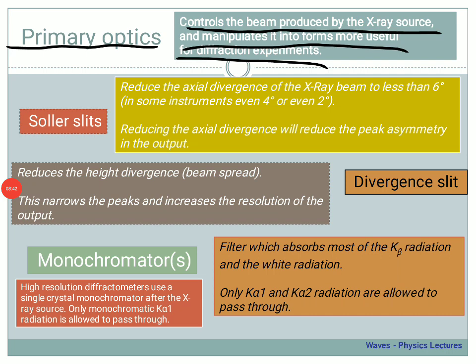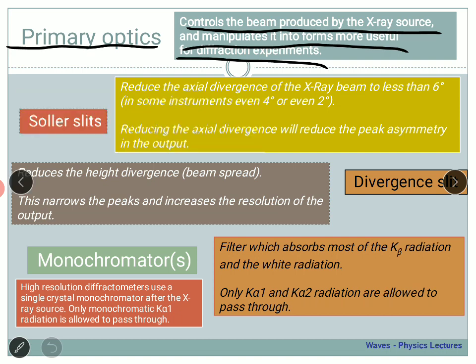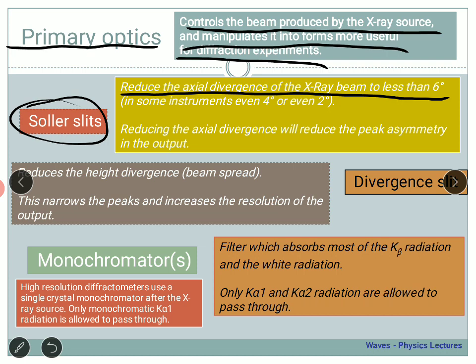The first thing that we need to show is the solar slits. As I mentioned, please try to remember this term. We will look into the solar slit first. What happens in the solar slit is that it will reduce the axial divergence of the X-ray beam to less than 6 degrees, in some instruments even less than 4 degrees or 2 degrees.